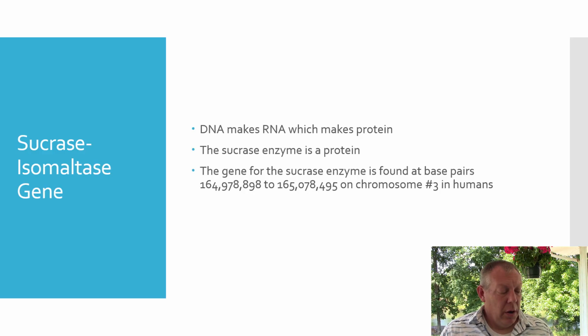Okay, now remember that DNA makes RNA, which makes protein. And this sucrase enzyme is a protein, which means that we can go and find the gene for this protein. And in fact, we know exactly where the gene for this protein is. It's found on chromosome number 3 in humans, and it's exactly between these base pairs. And so because we can sequence DNA now, we can find where these genes are, then we can study them in a lot more detail, and we're learning a lot more about biology because we can study things at the genetic level.